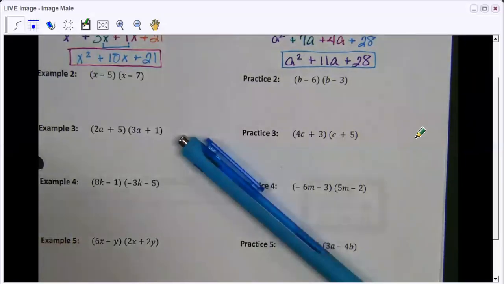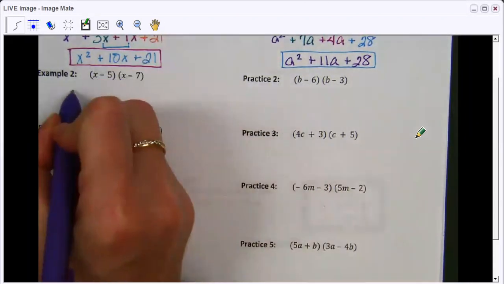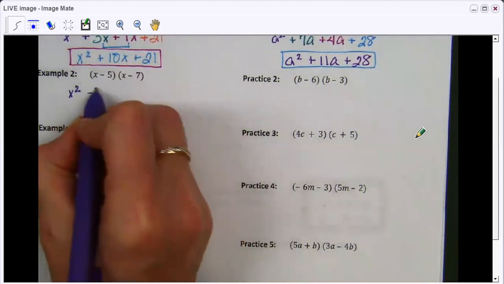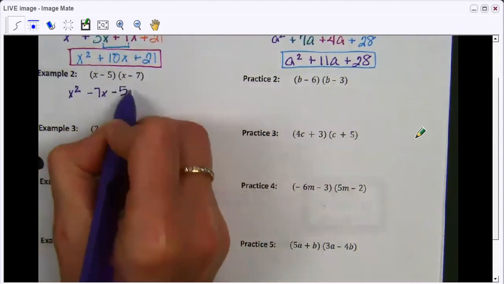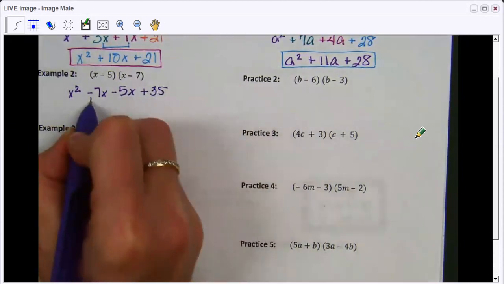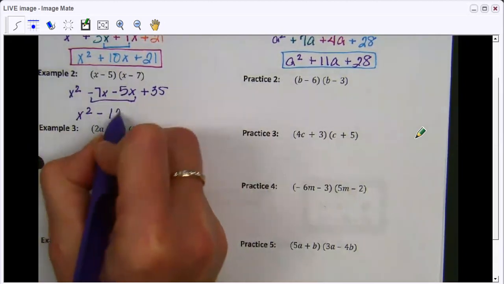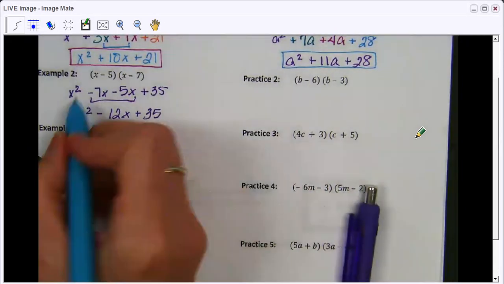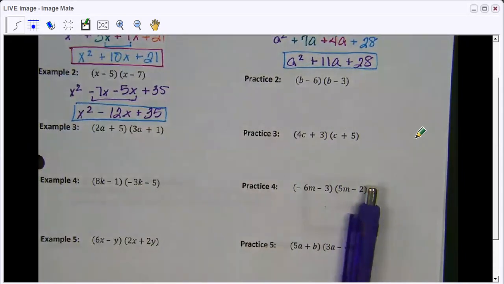For example 2, we're going to multiply x times x. And then we're going to multiply x times -7. Then we're going to multiply -5 times x. And then -5 times -7. And we're able to combine the like terms. And this would be our final answer. So I want everybody to go ahead and try practice 2 on your own.